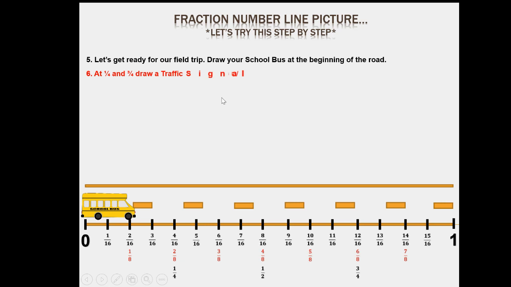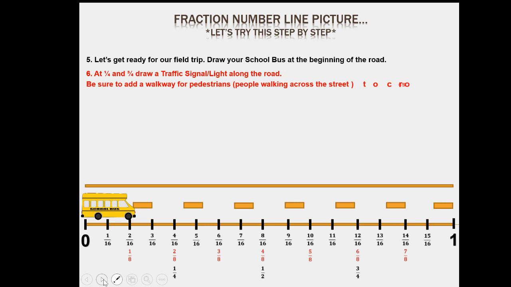Next it says at 1/4 and 3/4, draw a traffic signal or a traffic light along the road. Now, I'm going to use my laser pointer here. So it says at 1/4. You can notice that 1/4 is also 4/16, so those are equivalent fractions you can keep in mind. And also you have 3/4 over here, which is a little bit blocked, but it's equivalent to 12/16. So we're going to go ahead and put our traffic light.